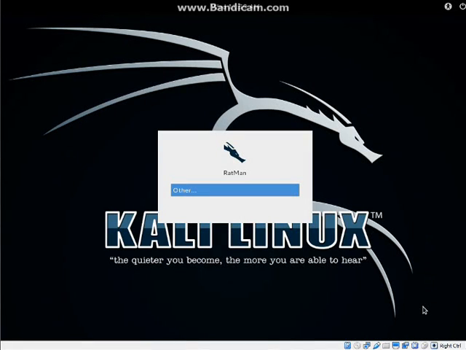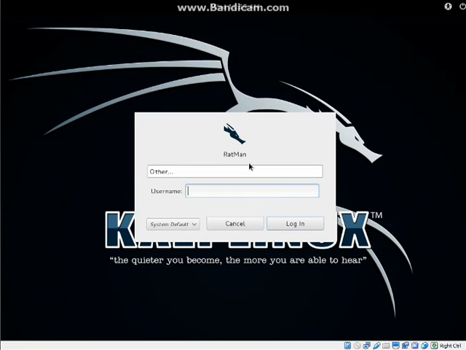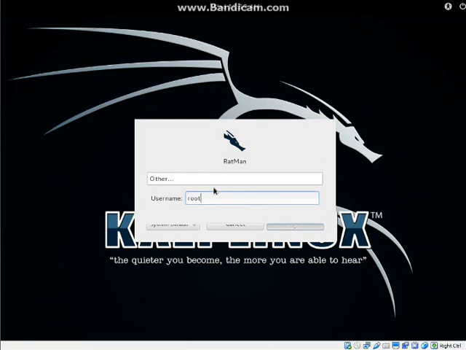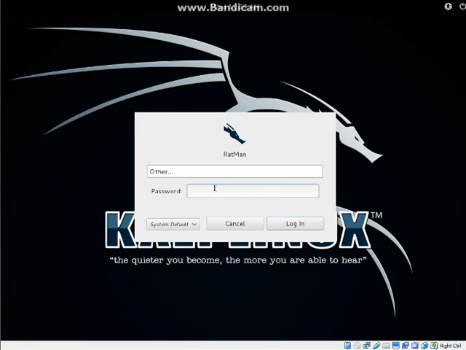Alright, here we are with Kali Linux, which is the security OS I was talking about in my previous video. So, if we can load up... I forgot this is running on low memory. So we just log into root. And we just type my password.